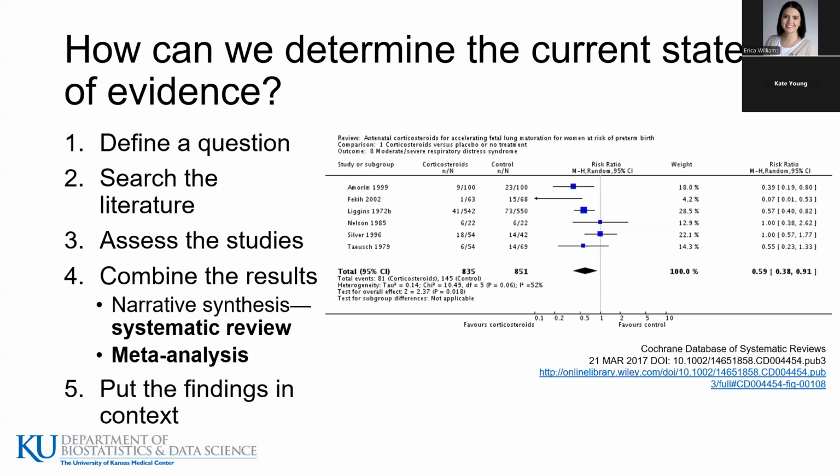So here we're going back to the figure that I showed earlier. The pooled estimate of the risk ratio displayed at the bottom of this figure is represented by a black diamond. And the pooled risk ratio here is 0.59, and it also gives you a 95% confidence interval. So the results of this analysis indicate a benefit of the corticosteroids, specifically a 41% reduction in the risk of moderate to severe respiratory distress syndrome.